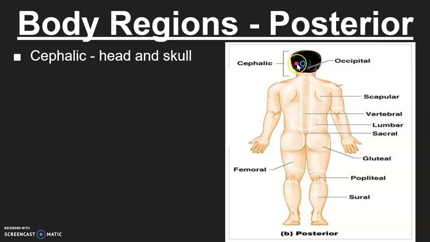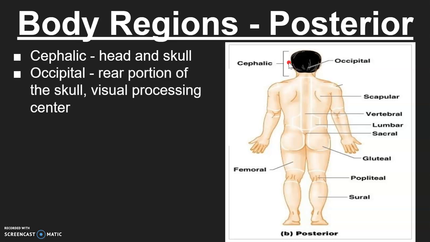So this is just sort of a general category. Something for you to remember with a lot of these is some of these are very general body terms that we'll end up learning other subparts of later on, and other things are a bit more specific. So the cephalic region is a little bit more general, referring to the entire head and skull. But then the occipital region, we have the rear portion of the skull. This is like the visual processing center. So this is like the lower rear portion of the back part of the skull.